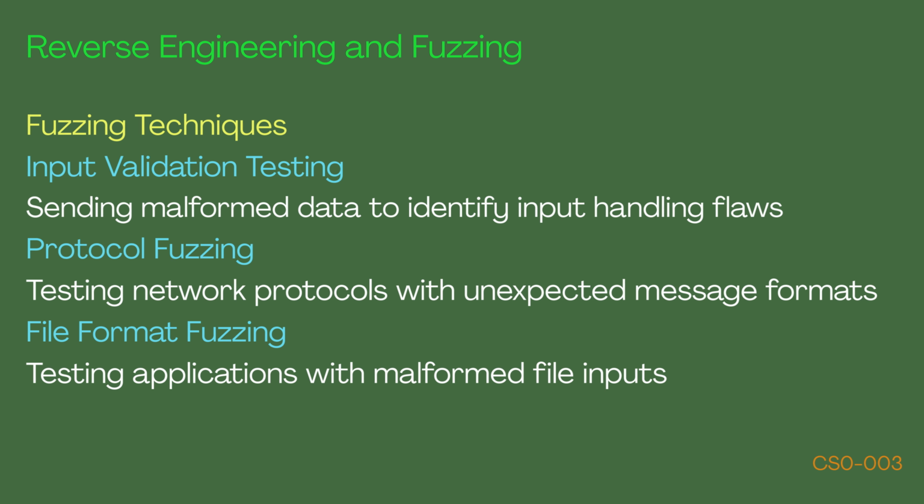Input validation testing is sending malformed data to identify input handling flaws. So you're giving it something that it does not expect and seeing how it handles it. I'm supposed to enter only a number here, but I'm putting a bunch of different characters in there. What's going to happen? For protocol fuzzing, you're testing network protocols with unexpected message formats. And for file format fuzzing, you're testing applications with malformed file inputs.